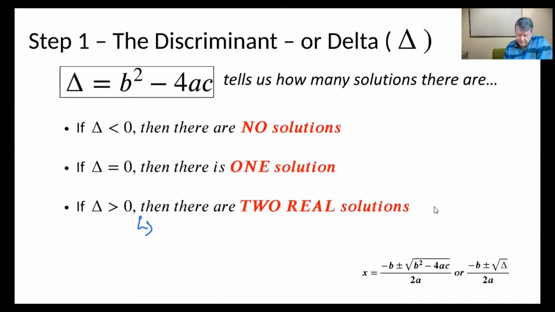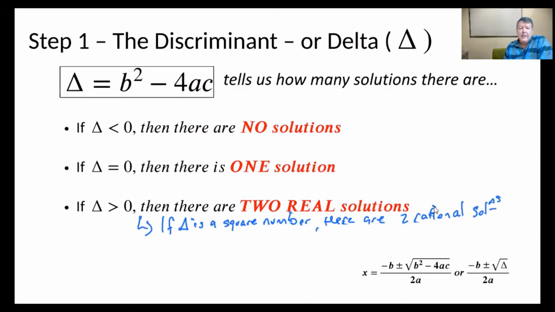So if delta is a square number, for example, 25, that means there are two rational solutions. All right. So, like I said, 25. What's the square root of 25? 5 or negative 5. What's the square root of 81? Negative 9 or 9.